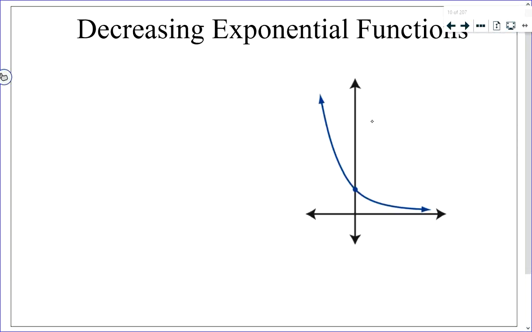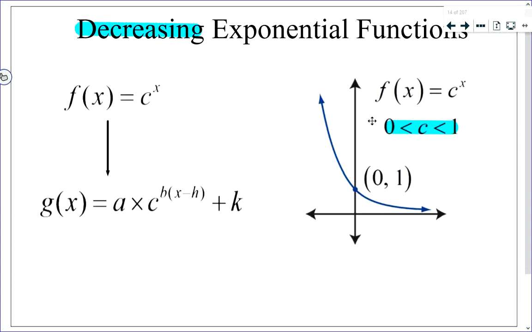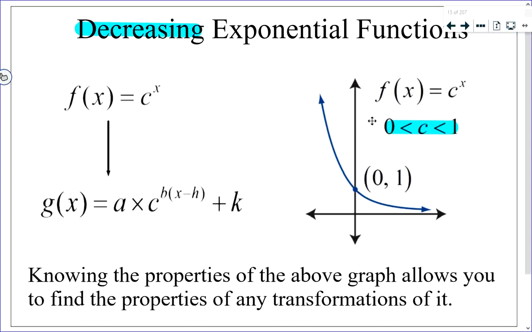Decreasing exponential functions look like that. Again, it's of the form y equals some number raised to the x, but in order for this to be a decreasing function, the value of that base has to be between 0 and 1. And again, there's a y-intercept of 1, and I haven't drawn it in, but the x-axis is a horizontal asymptote. Decreasing automatically means the base is between 0 and 1. If you apply our template for transformations to y equals c to the x, you get that, and the same thing. You know what the graph looks like on the right-hand side of your screen, so you ought to be able to tell me what any transformation of that graph looks like and what the properties of the transformation are.